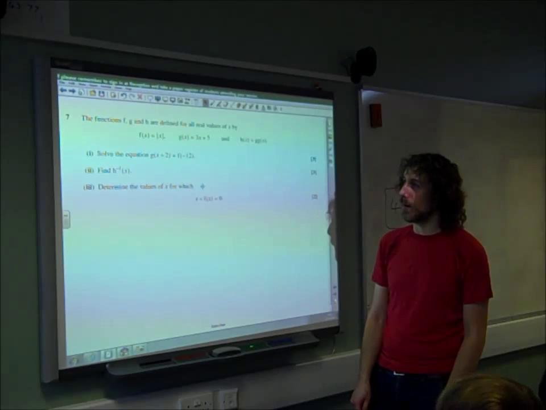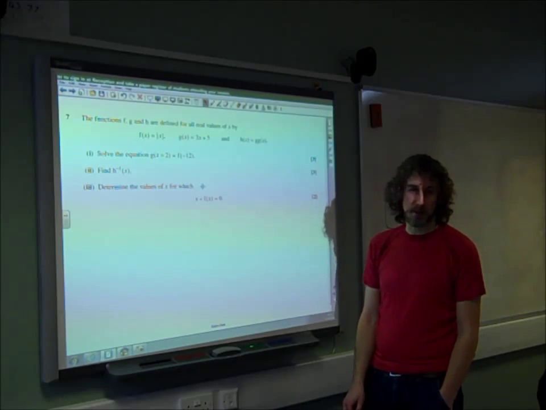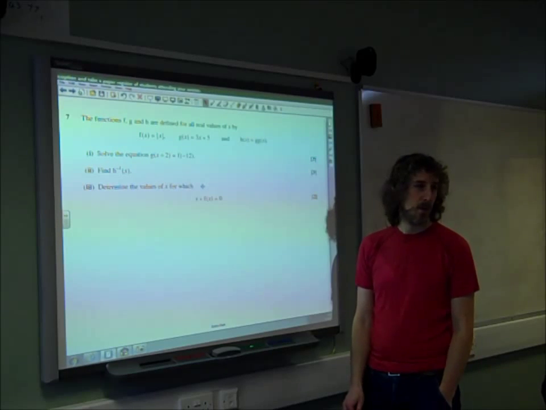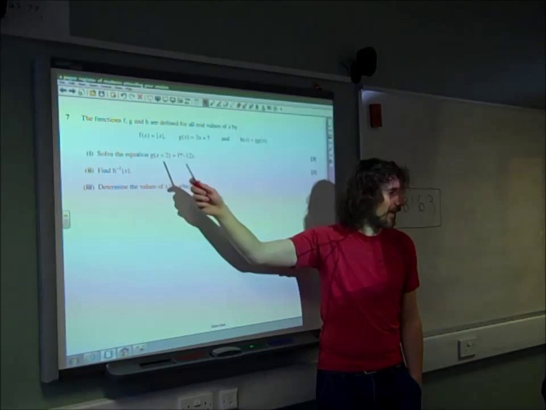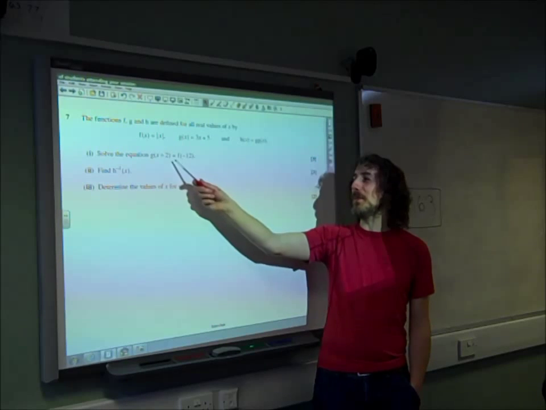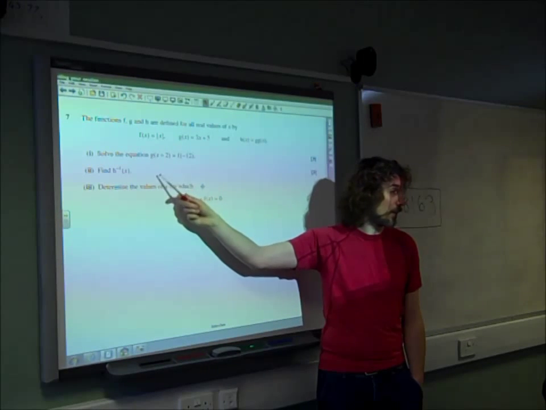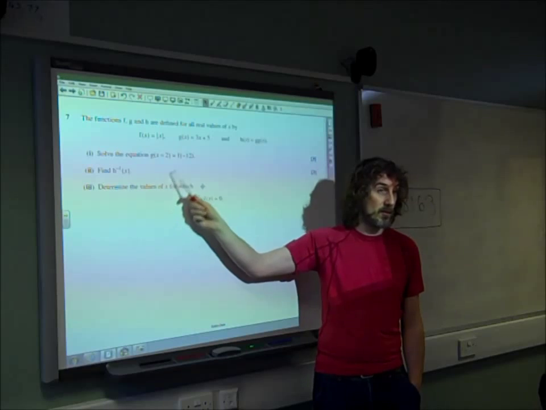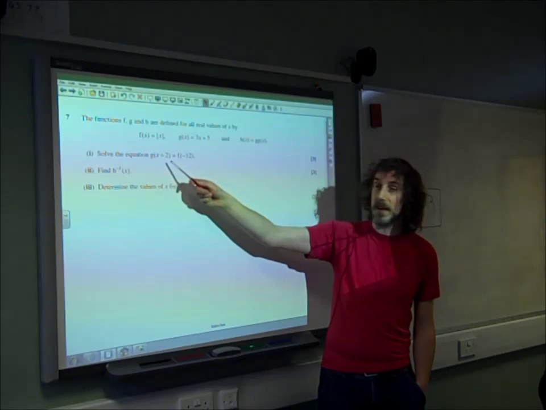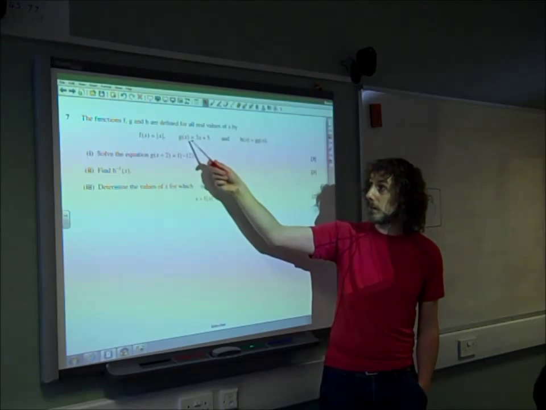Right, solve the equation g of x plus 2 equals f of minus 12. Well, this bit, remember, this tells you what you're inputting into the function. So this says into g, we're inputting x plus 2. That means we're replacing x with x plus 2.